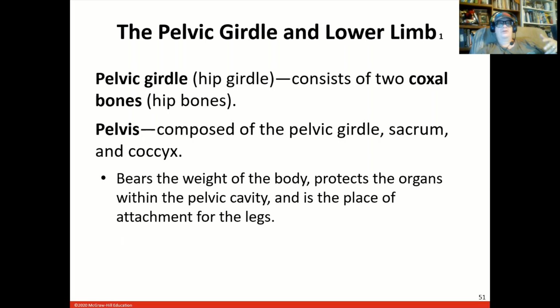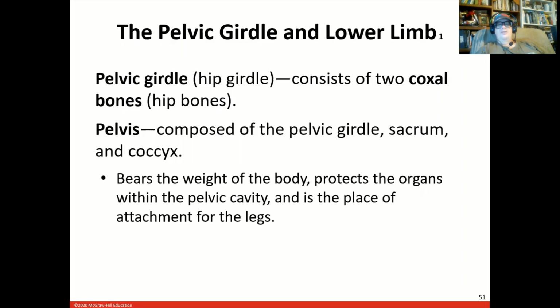So we've talked about the pectoral girdle, the scapula, and the clavicle, and how they articulate with the humerus. We've gone over some bony landmarks in the humerus. Now we're going to the pelvic girdle and the lower limbs. The pelvic girdle has 2 coxal bones. The pelvis is the pelvic girdle, the sacrum, the coccyx.